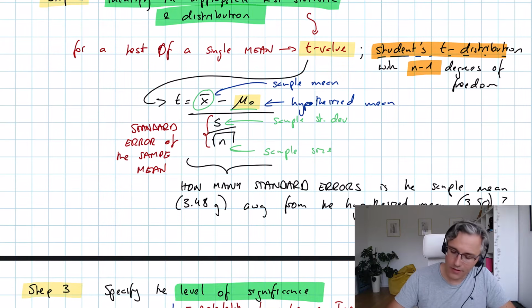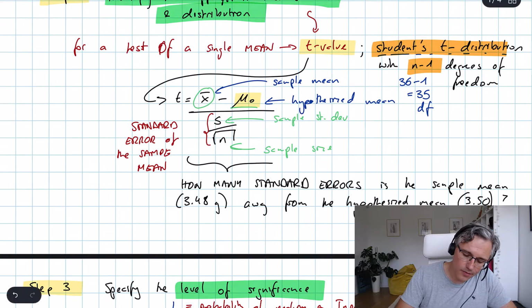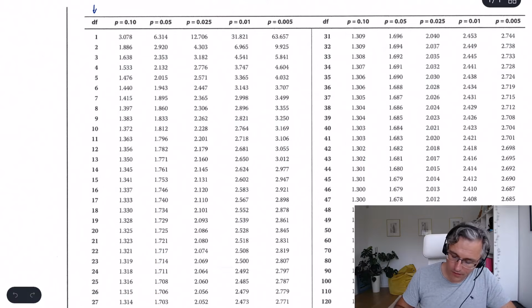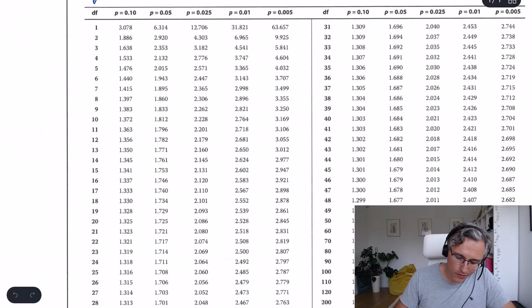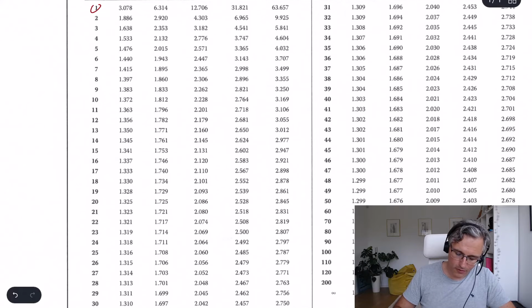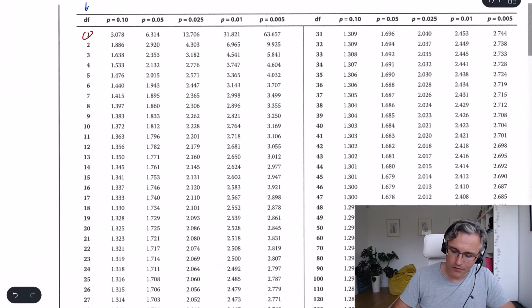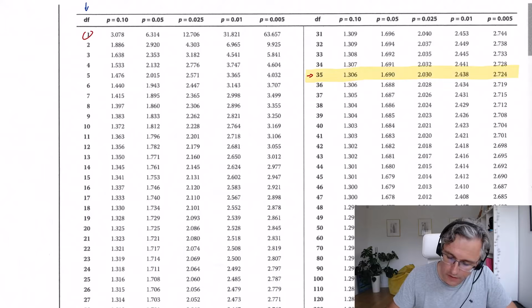N is the sample size. So in our case, that was 36. 36 minus 1 equals 35 degrees of freedom, df, sorry, degrees of freedom. So back to this table, and let's look for the right number of degrees. Starting with 1, as we go down in this first column, we get all the way down to 30, which is not enough. And now we scroll over to the right-hand side, and over here you see 35. Brilliant, bingo. So this is the row we should be focusing on.